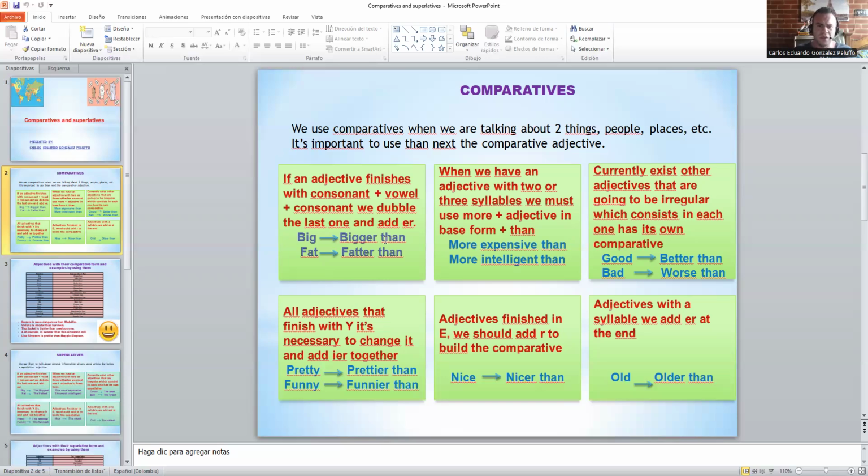Let's follow. For adjectives that finish with a consonant and Y, we change the Y and add ER: funnier, prettier than. When an adjective finishes with an E at the end, we add R: nicer than. And the last one, when we have an adjective with one syllable, we add ER at the end: older, younger. Sorry guys for this error.